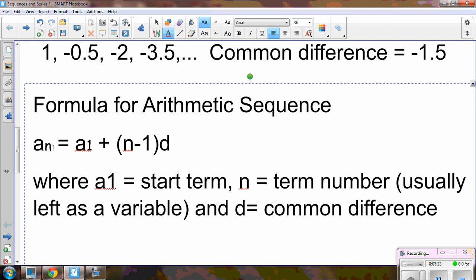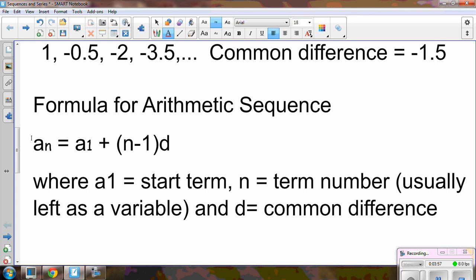A sub n is our formula. It's kind of like y equals, if you were going to put this in mx plus b form. A1 is your start number, so it's wherever we start, whatever number you're starting with. We call this the starting term. And this is obviously addition. N minus 1: n is our variable, and it's minus 1 because it's the term before that's going to help us generate the next value, times d, and d is your common difference.